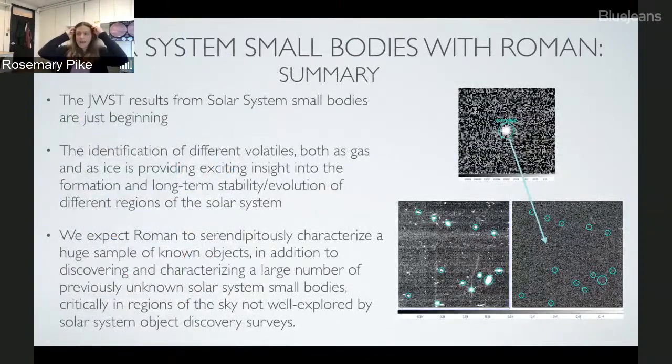And so, in summary, the JWST results for solar system bodies are just beginning, but the identification of different volatiles is providing a really great context for interpreting the surface data that we've been seeing for years. And we expect Roman to serendipitously characterize a large number of known objects, in addition to discovering lots of new small bodies in the solar system.